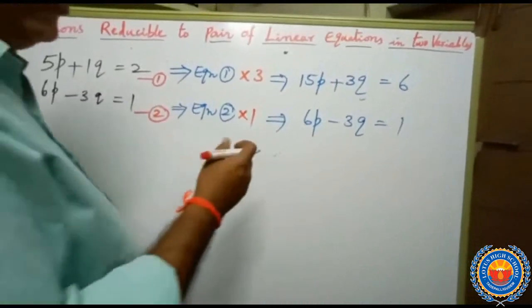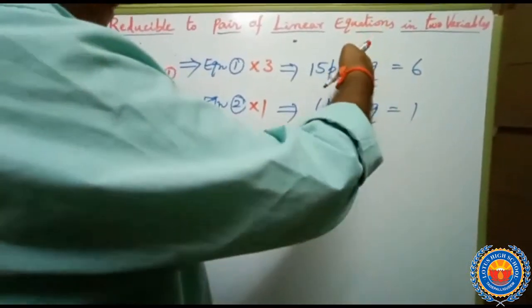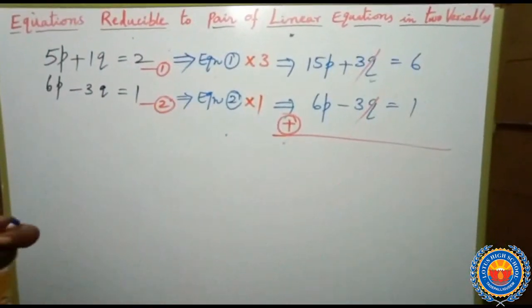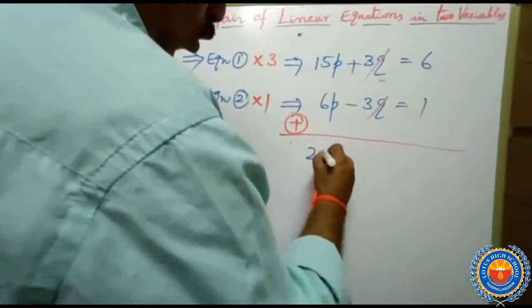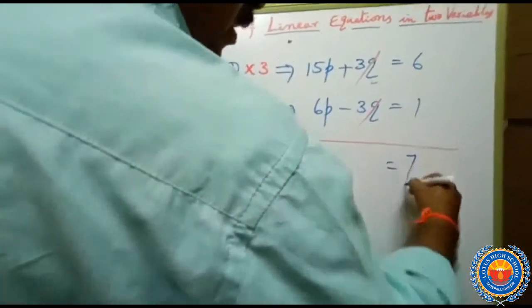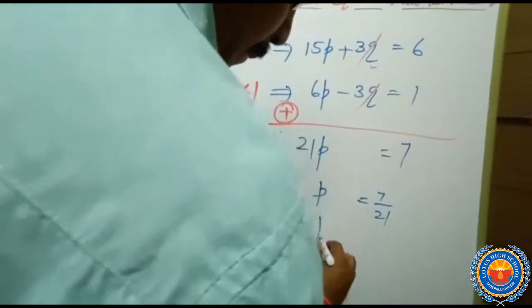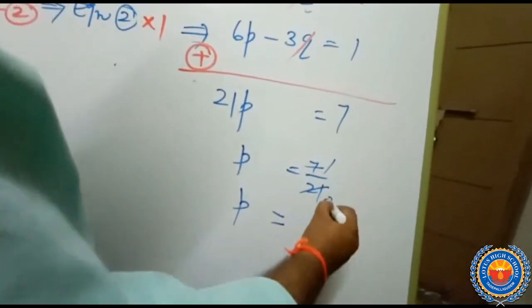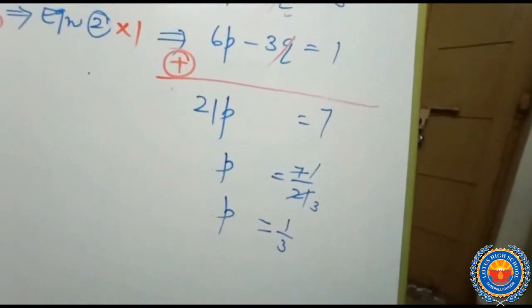Here I am going to eliminate q. That's why, since here is a plus symbol and here is a minus symbol, I have to go for addition. 3q minus 3q is equal to 0. 15 plus 6 is equal to 21p is equal to 6 plus 1 is equal to 7. So p is equal to 7 by 21. 7 ones are 7, 7 threes are 21, so p is equal to 1 by 3.